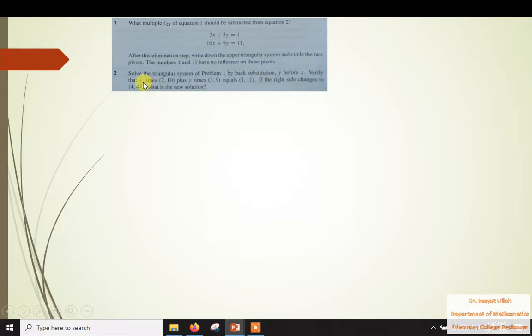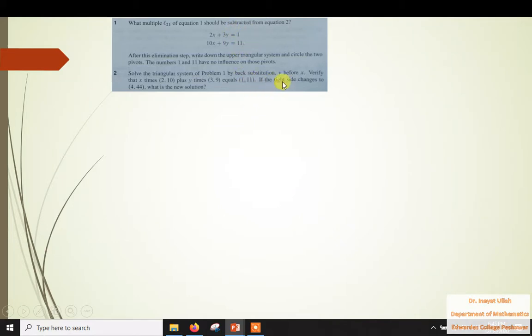Verify that x times (2, 10) plus y times (3, 9) equals (1, 11). Taking x common from (2, 10), so x times (2, 10) plus y times (3, 9) equals (1, 11). Whenever you find the value of x and y, put the values of x and y over there to verify that the resulting vector is (1, 11).